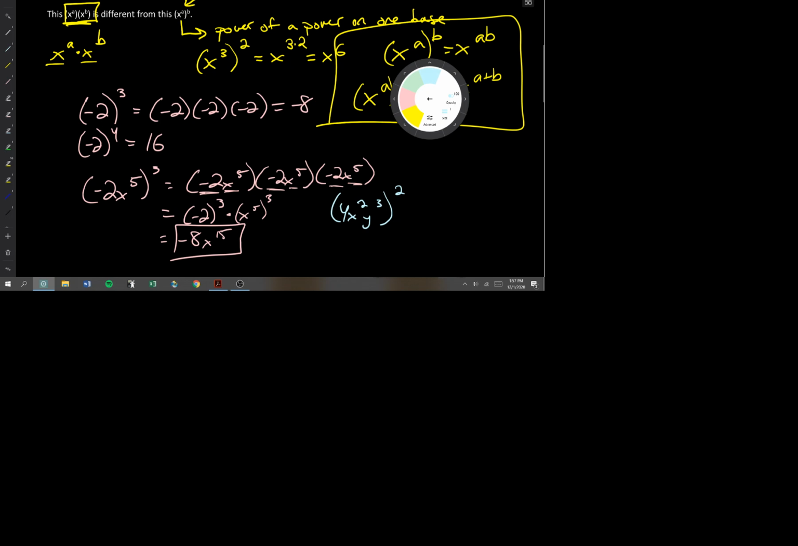Well, that square is applying to everything right now. That would be 4x squared y to the 3rd times 4x squared y to the 3rd. That becomes 16x to the 4th y to the 6th.